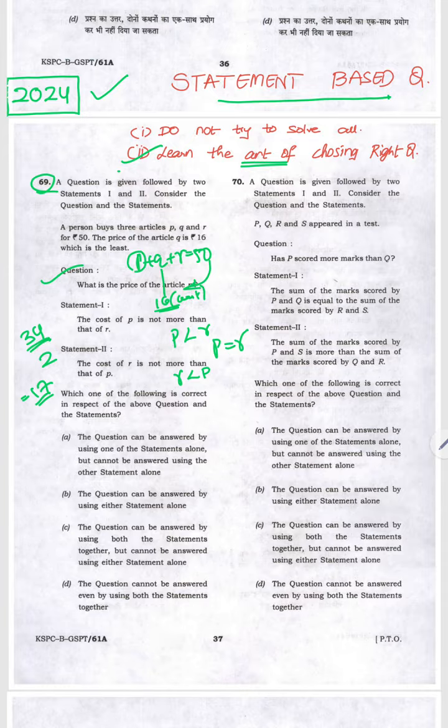So we got the answer. What is the price of P? We got 17. But which option to choose? Here is the tricky part. The first option says the question can be answered by using one of the statements alone. Can we really solve by using only one statement? No, because each statement tells us one is less than the other, but neither statement alone says P is equal to R. So this is wrong. The second option says it can be answered by using either statement alone. Again wrong. The third option says it can be answered by using both statements together, but cannot be answered using either statement alone. Absolutely. We cannot answer depending only on statement 1 or only on statement 2. So this is the answer.